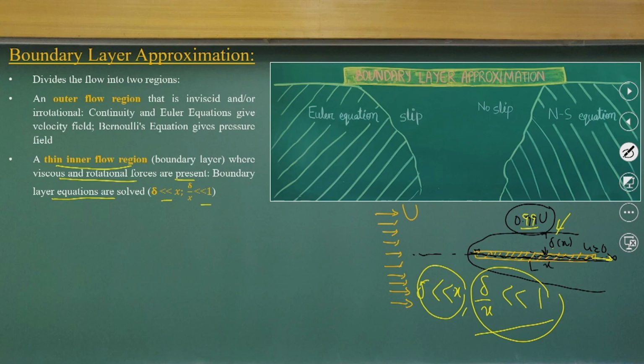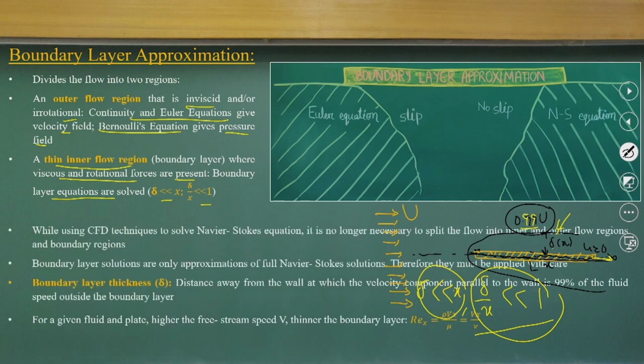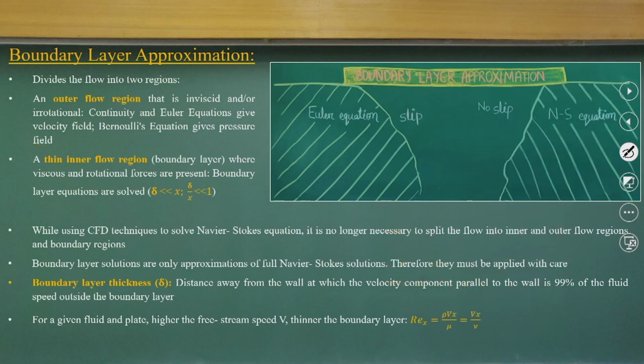For the outer flow, as I said, it is inviscid and irrotational, so we can use the continuity and Euler equations. Bernoulli's equation can give us the pressure field, and we can get the velocity field. That is what we did, and that is not so big a part. Now, today we have CFD tools with us. Commercially or freely, software is available to solve these Navier-Stokes equations. That is not a big issue.